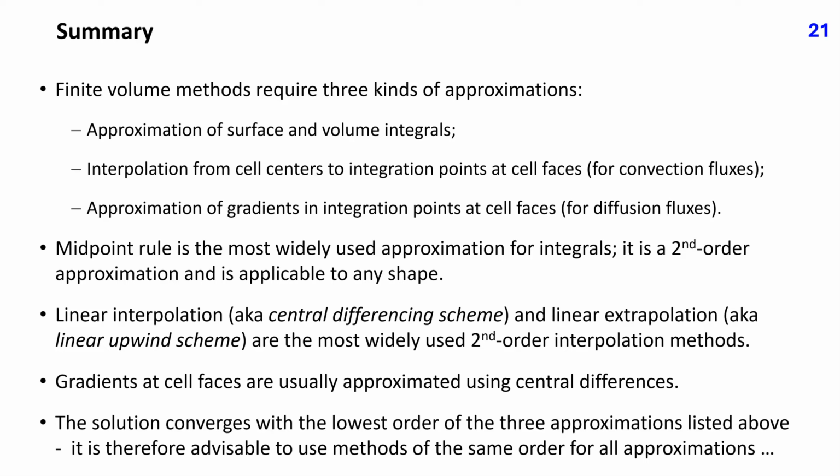Linear interpolation, also known as central differencing scheme, and linear extrapolation, also known as linear upwind scheme, are the most widely used second-order interpolation methods in CFD. First-order upwind approximation for convection is too inaccurate and should be avoided. Gradients at cell faces are usually approximated using second-order central differences. The solution converges with the lowest order of the 3 approximations listed above. It is therefore advisable to use methods of the same order for all approximations.